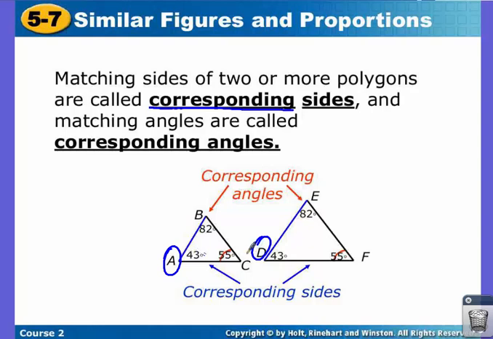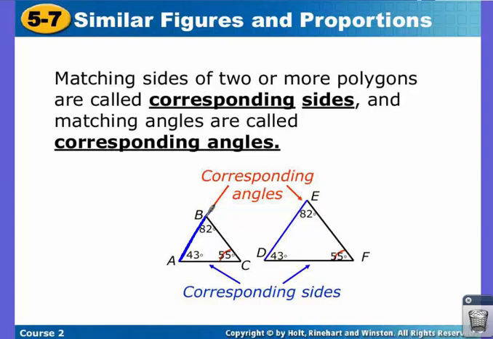And notice these angles are the same: 43 degrees, 43 degrees. Angle B and angle E are corresponding parts. And angle C and angle F are corresponding parts. Okay, so we have to understand the idea of corresponding angles. Now let's talk about corresponding sides.